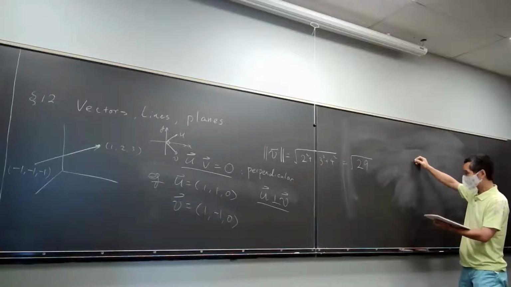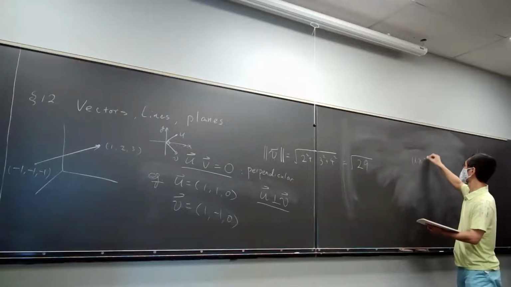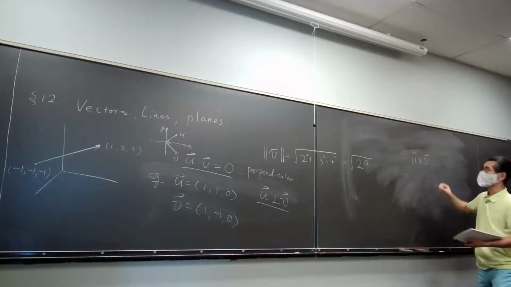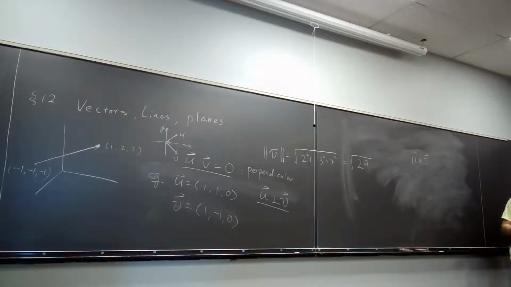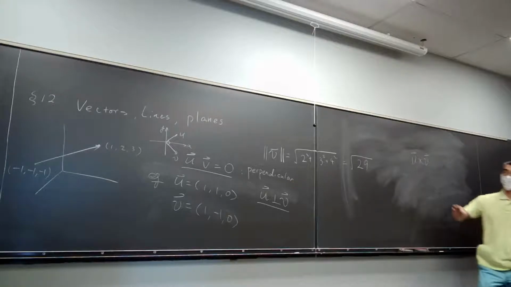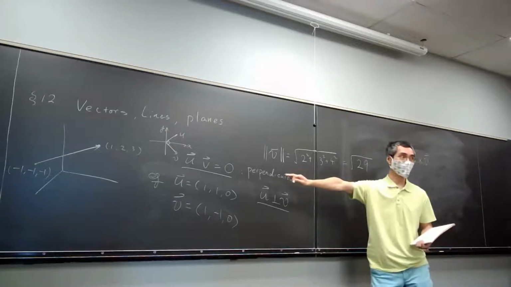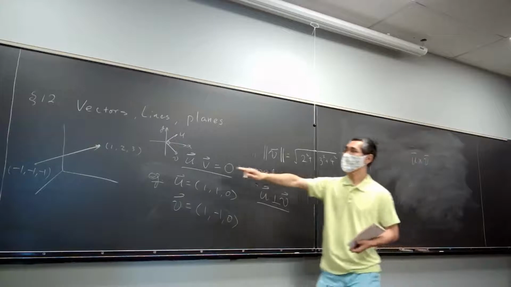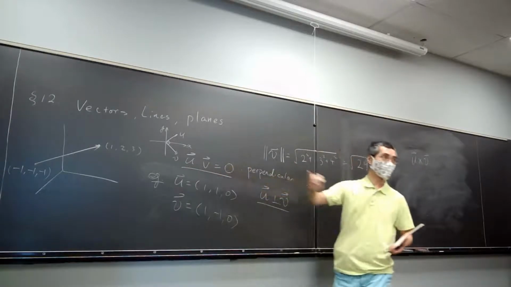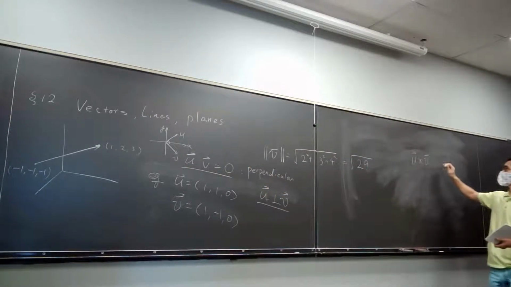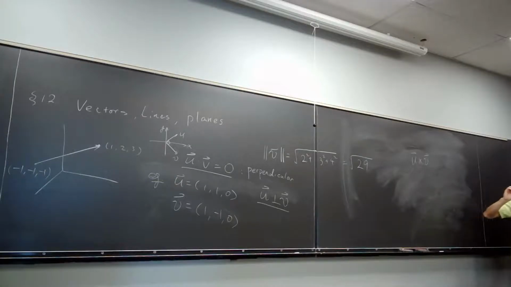Alright, there's something harder, it's called a cross product. And the cross product between two vectors is still a vector. Unlike the dot product, which will give you a number. You start from two vectors, but you get one number. Here you start from two vectors, but you get another vector. Does anyone remember what this is?